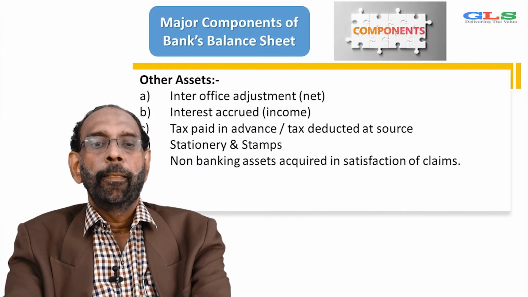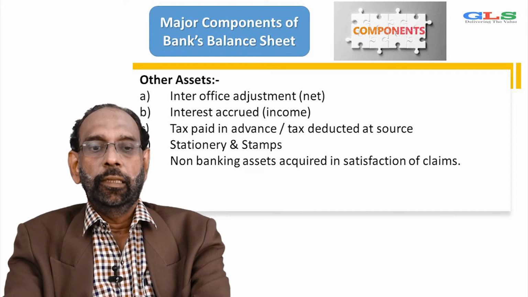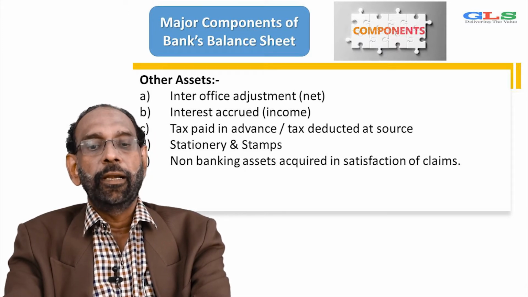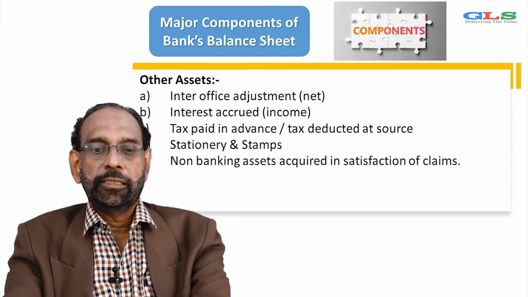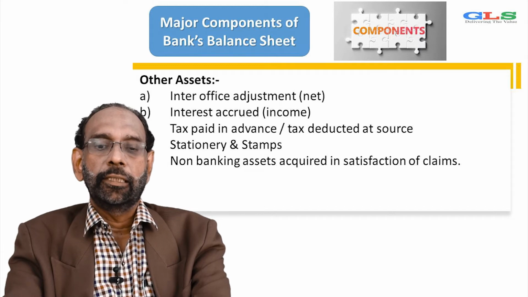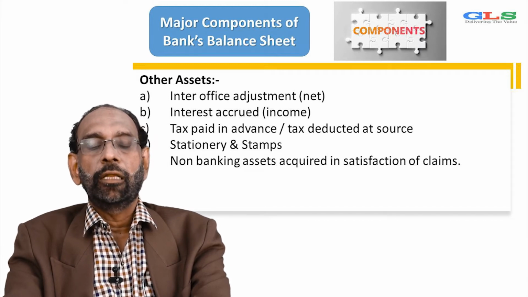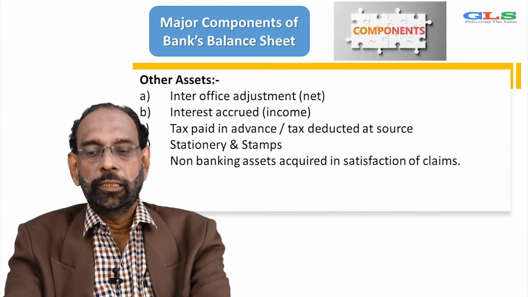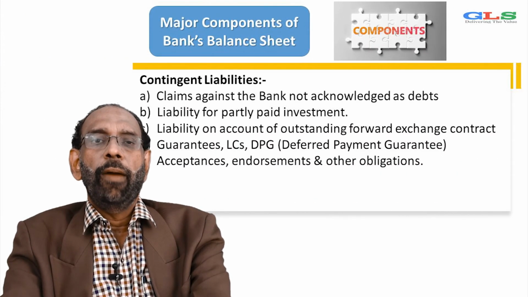Next slide. In the major components of the bank's balance sheet, we are looking at other assets: inter-office adjustments net, interest accrued, that is income, tax paid in advance and tax deducted at source, stationery and stamps, and non-banking assets acquired in satisfaction of claims. So these are all the components of the major components of the bank balance sheet that we looked at just now.